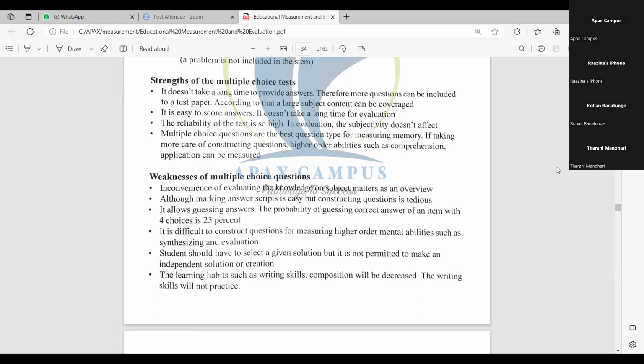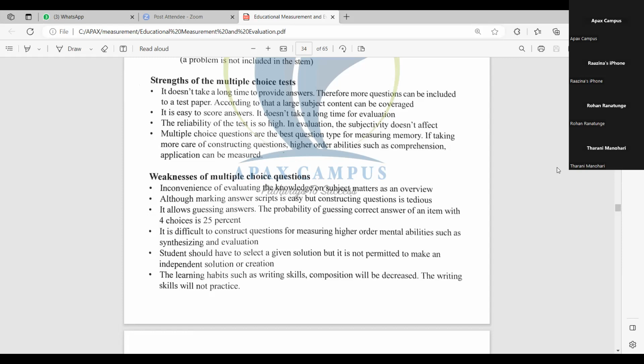And then because there are 40 questions, you can cover a vast area of the syllabus. 40 questions are there, so 40 different areas. It is easy to score answers. It doesn't take a long time for evaluation. Yes, that's the other one, right? When you are marking the paper, it doesn't take a lot of time. After some time, you will remember the answers, so you can quickly mark it. On the other hand, you can get somebody else's support.